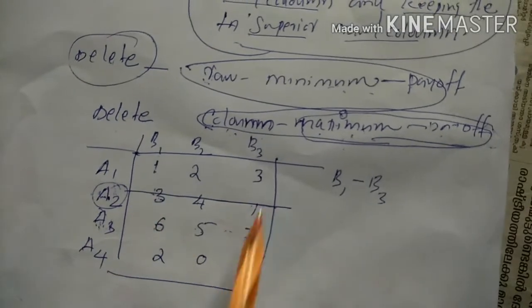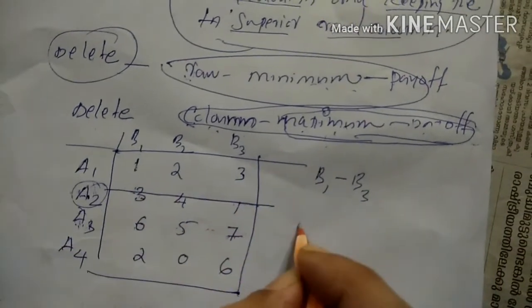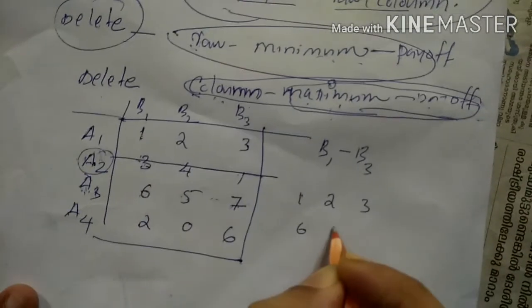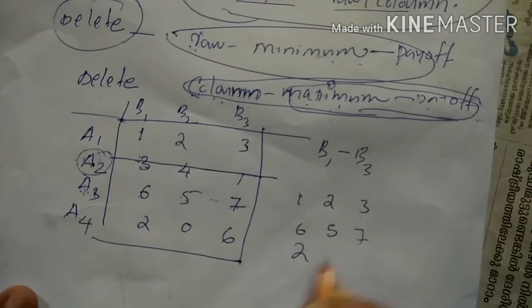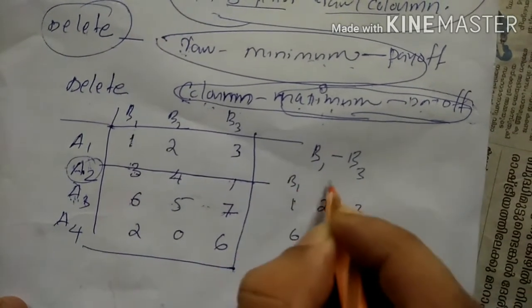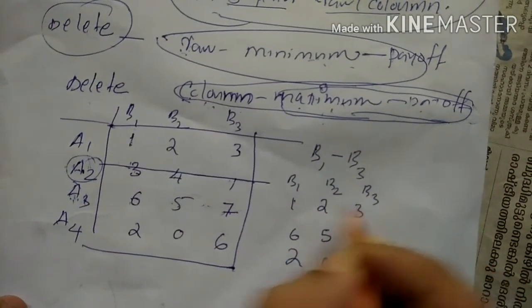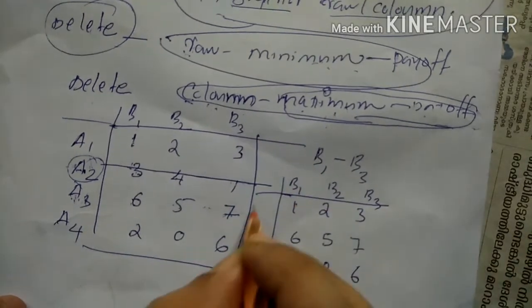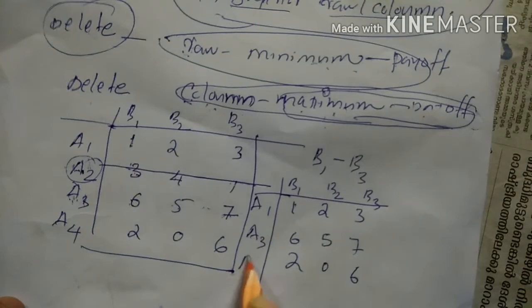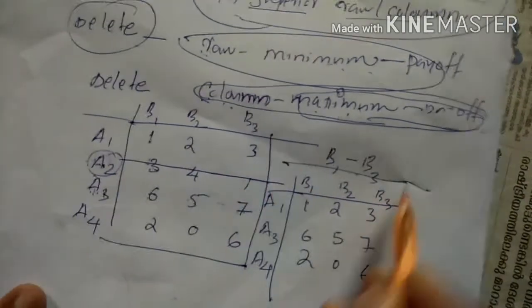ഈ റോ നമ്മൾ ഡിലീറ്റ് ചെയ്തു. അപ്പോൾ പുതിയ മെട്രിക്സ് എന്ന് പറയുന്നത് ഇതാണ്, 1, 2, 3, 1, 2, 3, 6, 5, 7, 2, 0, 6. അതായത് B1, B2, B3, അതേപോലെ A2 ഡിലീറ്റായി, A3, A4. നമ്മൾ കമ്പയർ ചെയ്യാൻ പോകുന്നത് B1 ഉം B3 ആണ്.